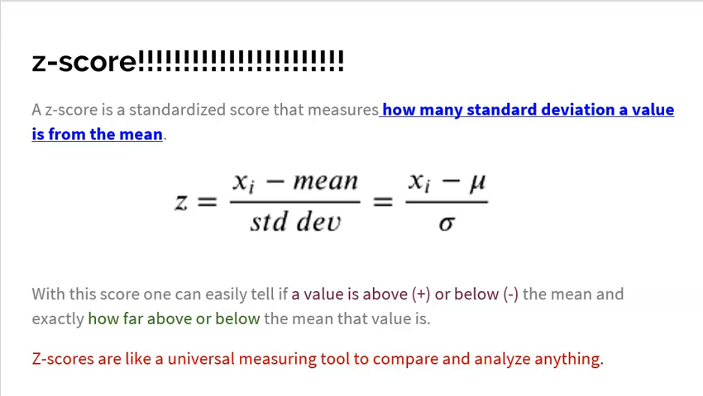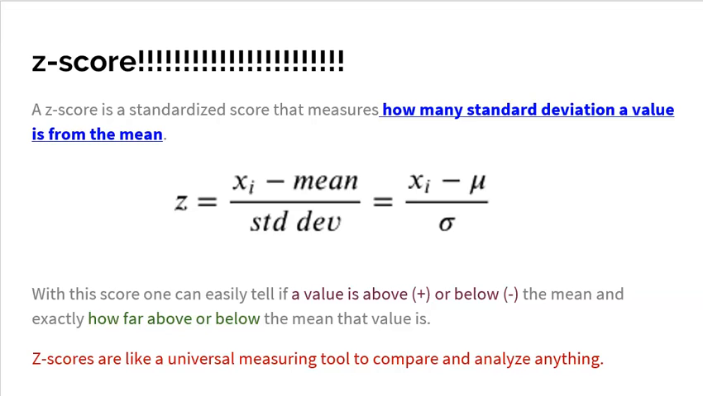But a Z-score is a standardized score. And there's other standardized scores. This is just the most famous. And a Z-score, and this is what you need to study, this is what you need to remember, measures how many standard deviations a value is from the mean. So it puts a number, not in terms of its value, it puts it in terms of standard deviations from the mean.